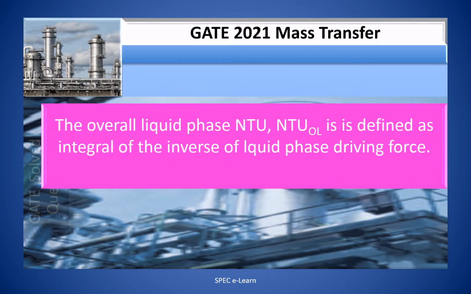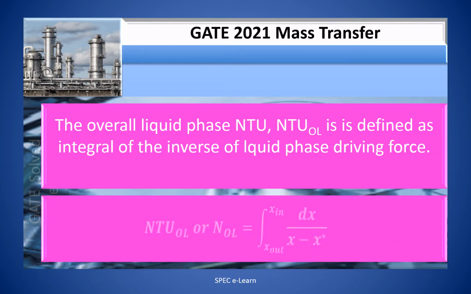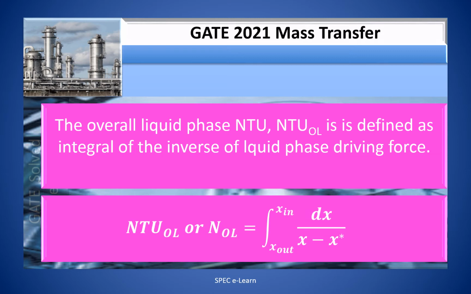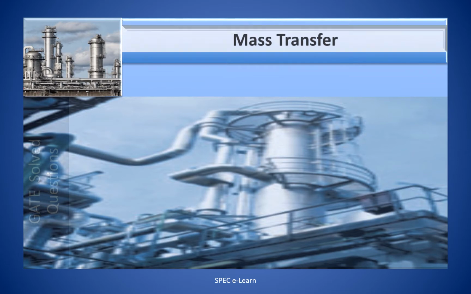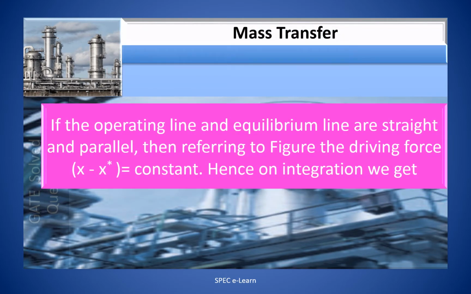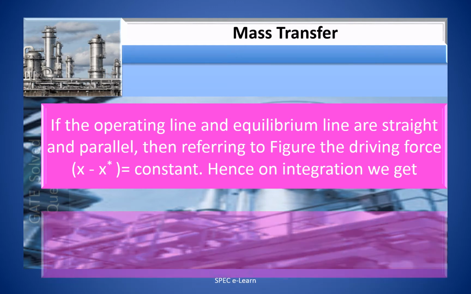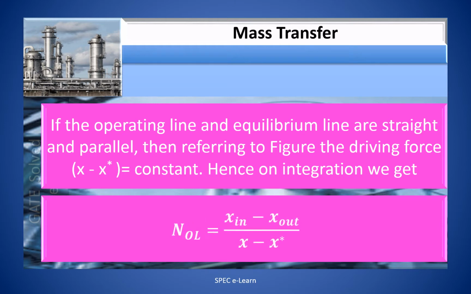The overall liquid phase NTU, NTUOL is defined as the integral of the inverse of the liquid phase driving force. NTUOL equal to the integral from x out to x in of dx divided by x minus x star. If the operating line and equilibrium line are straight and parallel, then referring to the figure, the driving force x minus x star is constant. Hence, on integration we get NTUOL equal to x in minus x out divided by x minus x star.